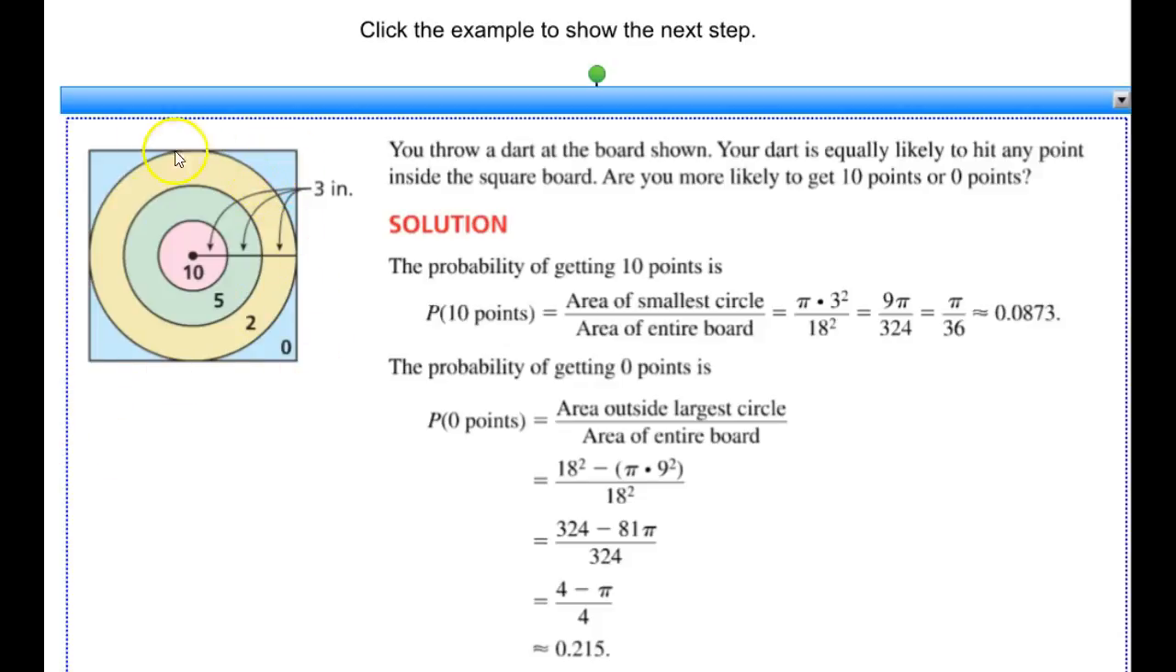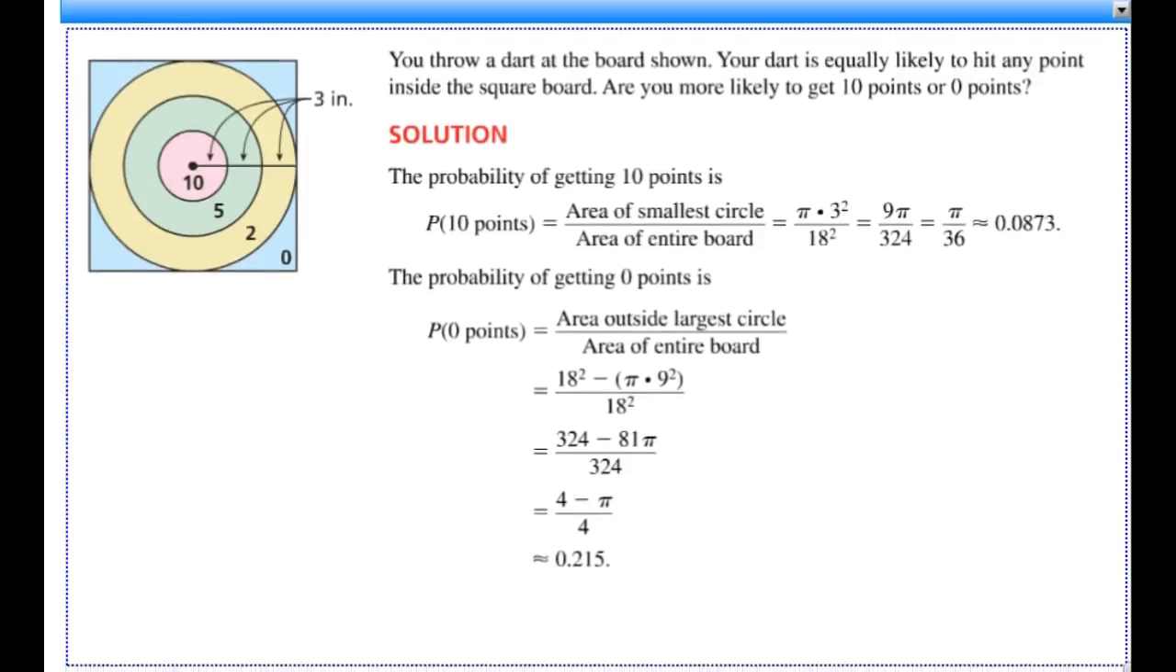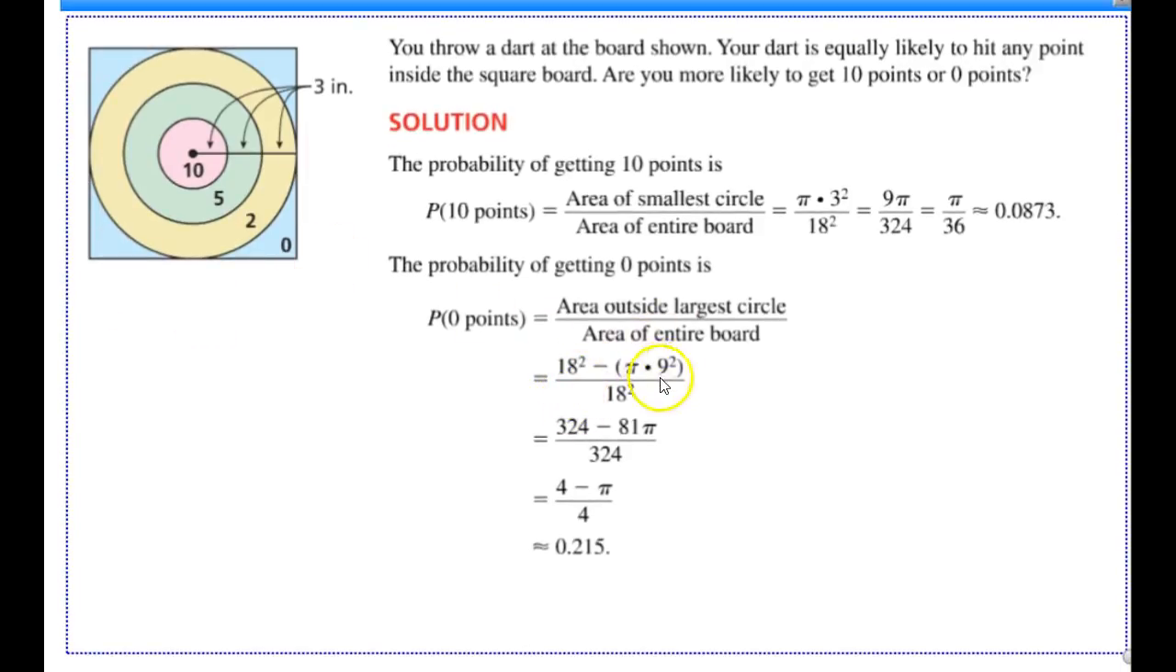So I have to figure the area outside the largest circle divided by the area of the entire board. First I find the area of the whole circle, which is pi times 9 squared, and I subtract it from the area of the whole board, because that tells me what's left over on the 4 corners. Then I divide it by the area of the whole board, which simplifies down to 0.215. So I see that this number is closer to 1 than my probability of getting 10, so I'm more likely to hit 0.